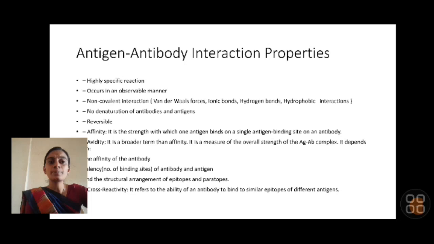There are certain properties of the antigen-antibody interactions. These interactions are highly specific reactions, as I mentioned before. They occur in an observable manner, and they involve non-covalent interactions, that is van der Waals forces, ionic bonds, hydrogen bonds and hydrophobic interactions. No denaturation of the antibodies and antigen occurs. This is reversible.